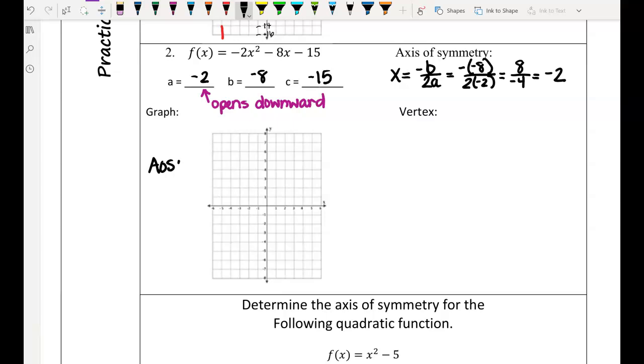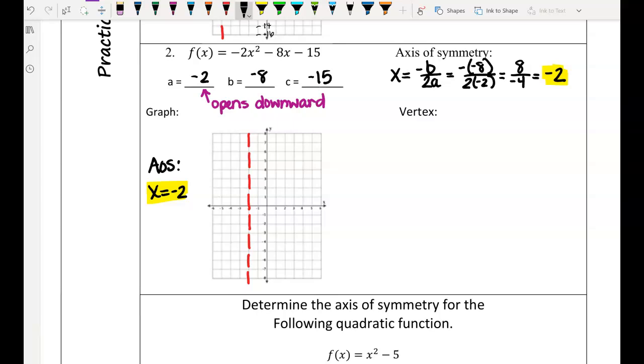So my axis of symmetry is the line x equals negative 2. Whatever I get over here, that's what's telling me my axis of symmetry. So at negative 2, I'm going to draw in that dotted line. I know my vertex has to be somewhere on that line because that is the line that divides the parabola into two congruent halves. So the vertex must be on that line.